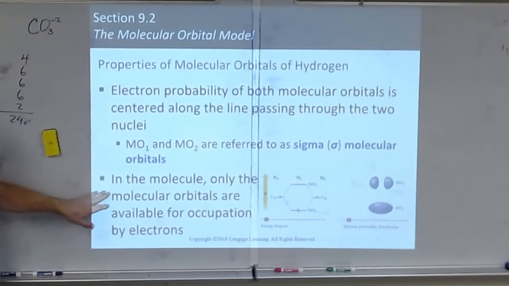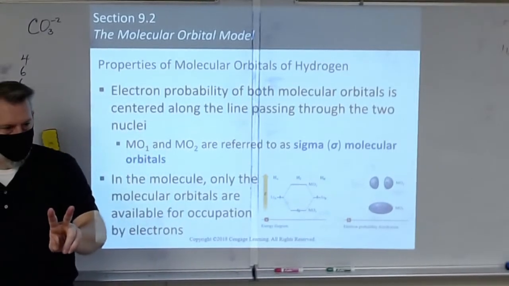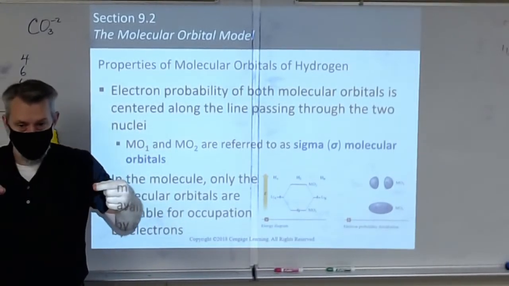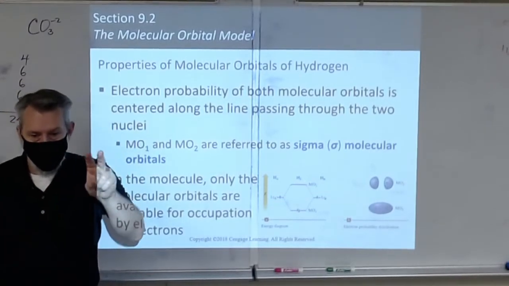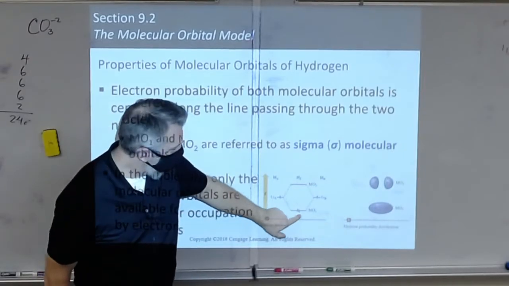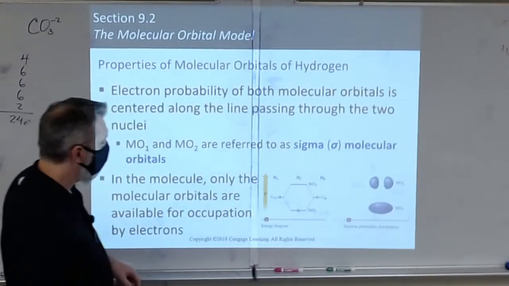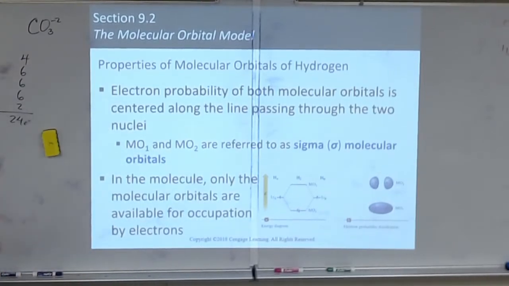In the molecule, only the molecular orbitals are available for occupation by the electrons. All right. I have a total of 2 electrons available. If I take H2, put the 2 hydrogens together, I only have 2 available. And they're going to occupy this space here. That is my MO1 space. That's going to be the one that is bonding. That means we're going to have a bond.